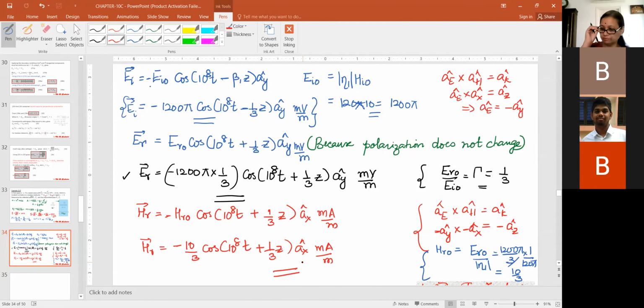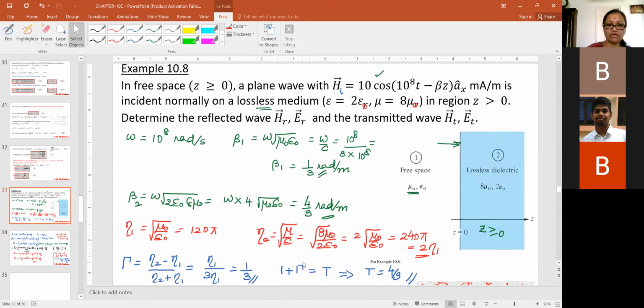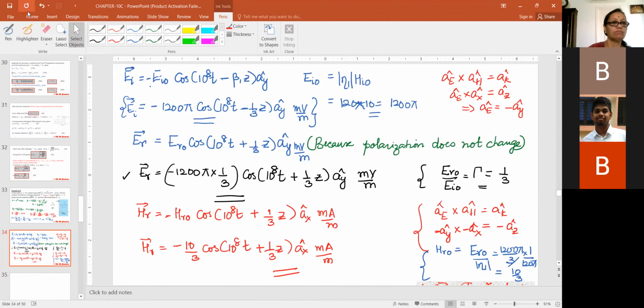Next, what should I do? I should move to the second medium. Moving to the second medium means I should start discussion on transmission coefficient. Transmission coefficient we already found out. What is the value of transmission coefficient? Transmission coefficient is 4 by 3. Okay, so now let us go to the next. Oh my God, I need to introduce one more page.